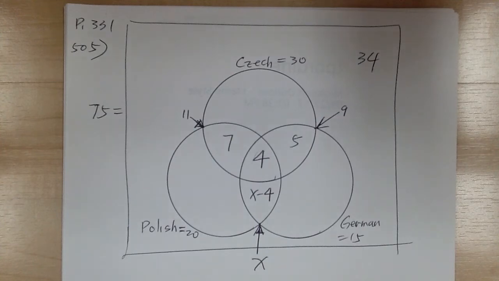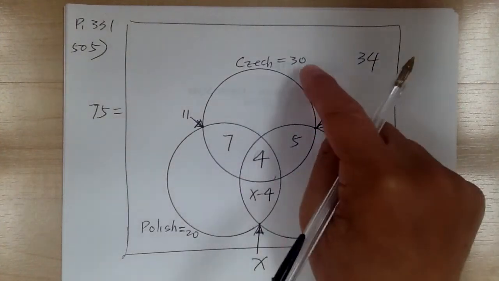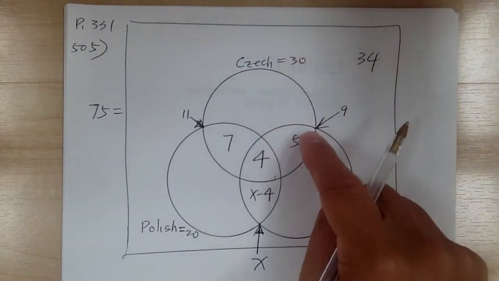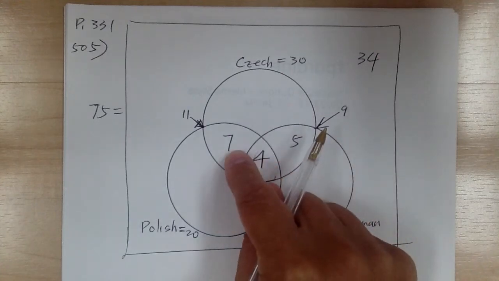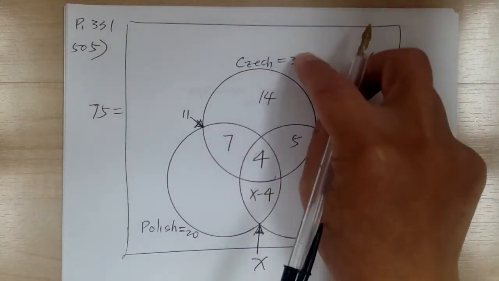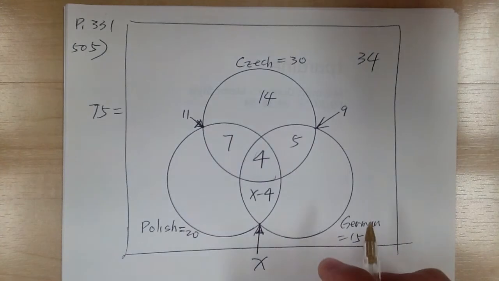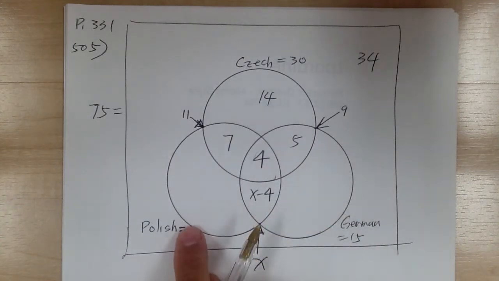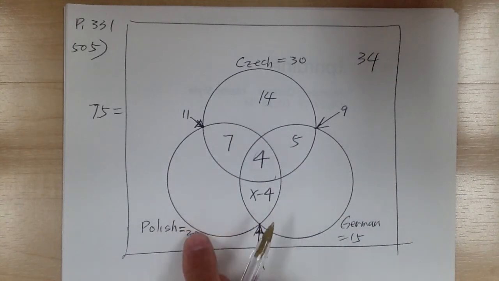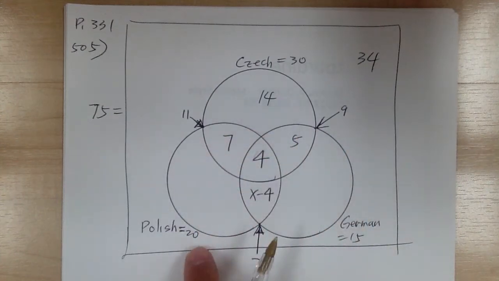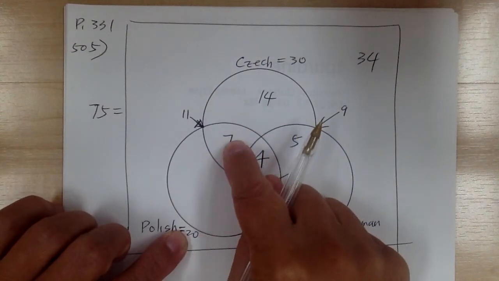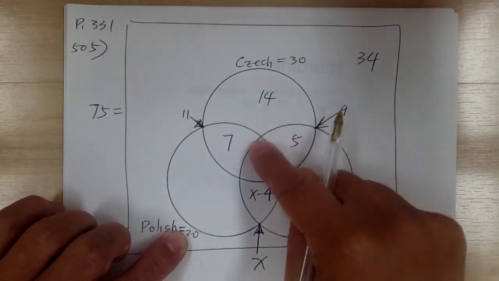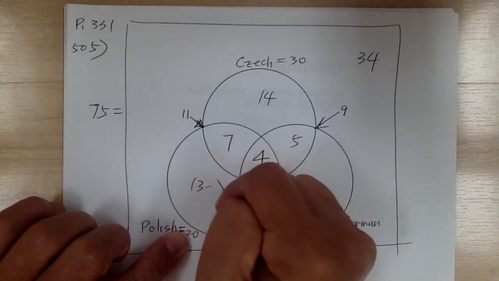Then your next step is you're going to figure out this blank. So 30 is a whole circle. So 30 minus 5 minus 4 minus 7 give you 14. Now this one over here, you're going to use this to minus this whole thing over here. So 20 minus 7 give you 13. 13 minus the x, so it'll be 13 minus x.